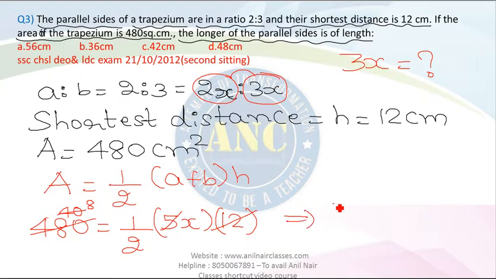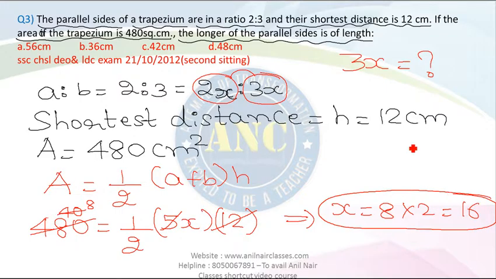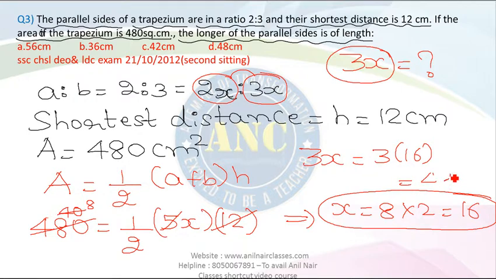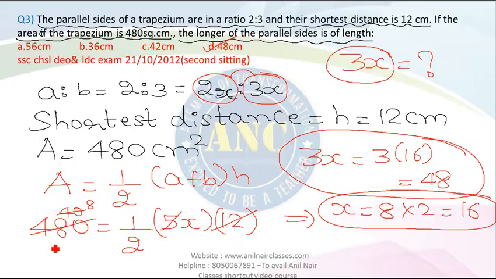So the x value is nothing but 480 divided by 30, which is 16. The x value is 16, but they are asking you the longest of the parallel sides, that is 3x. 3x is 3 into 16. The answer for this question is 48 centimeters, which is nothing but option D.